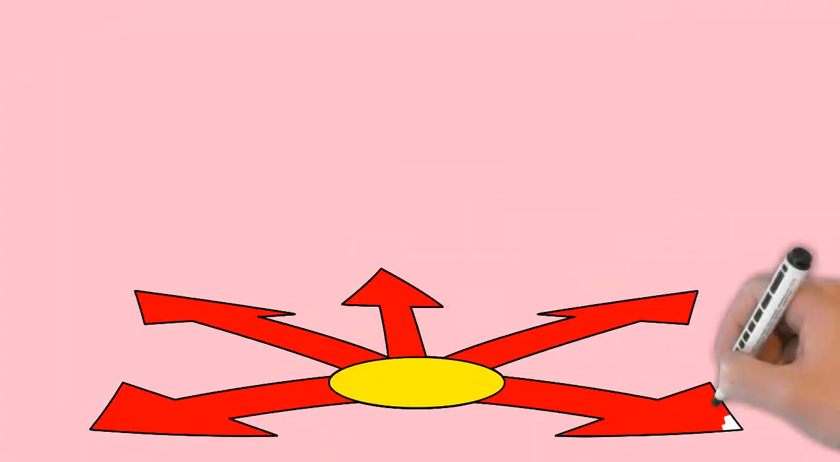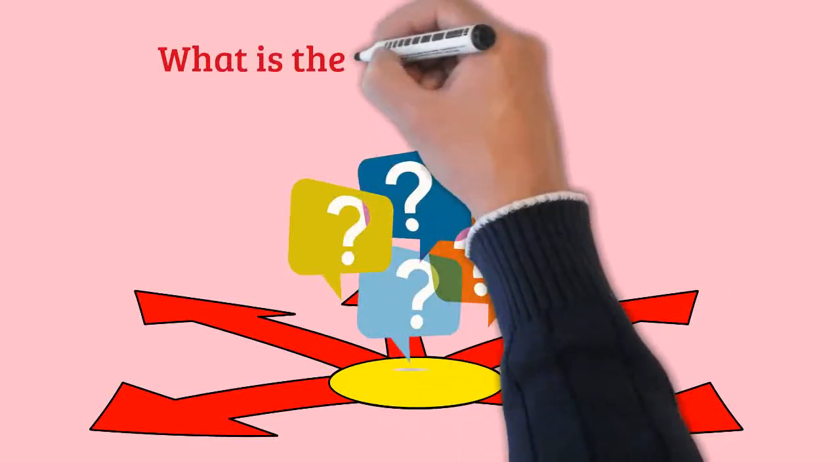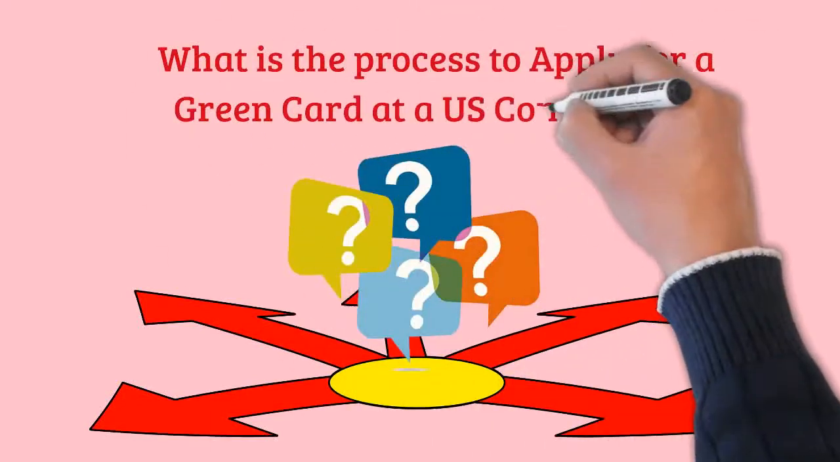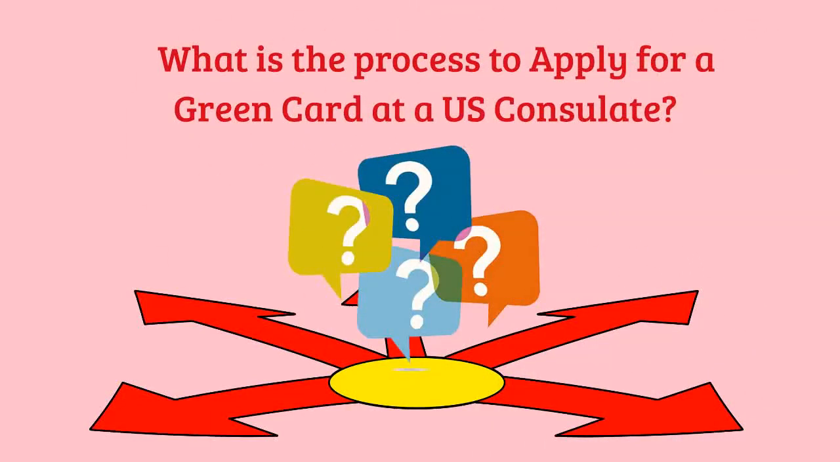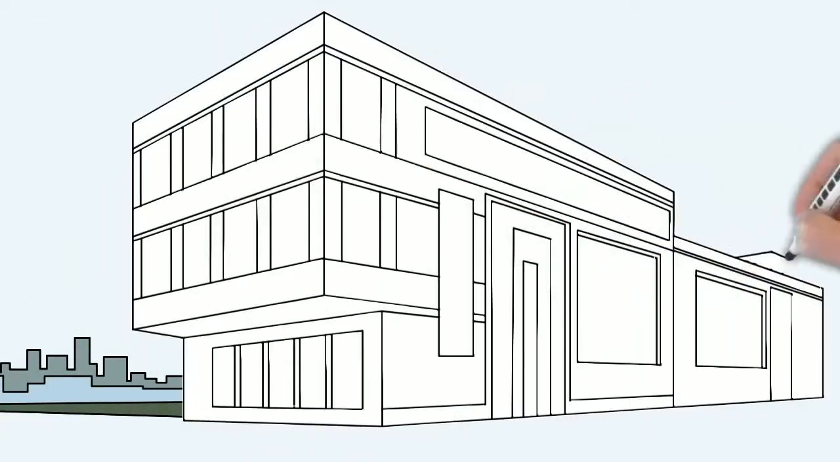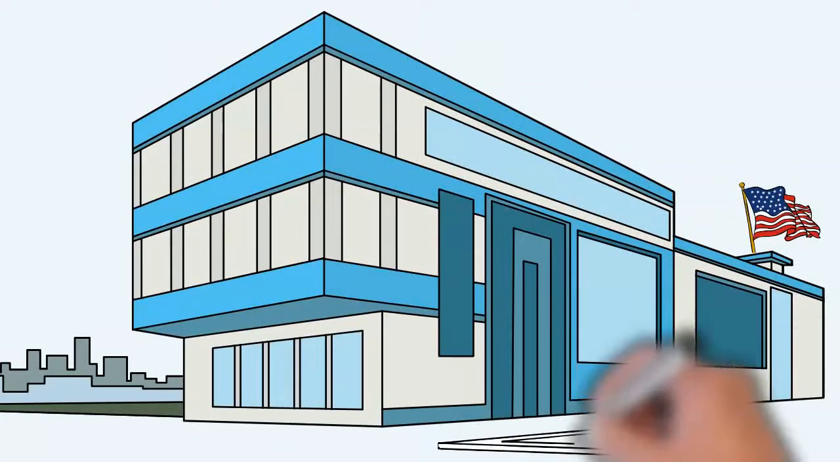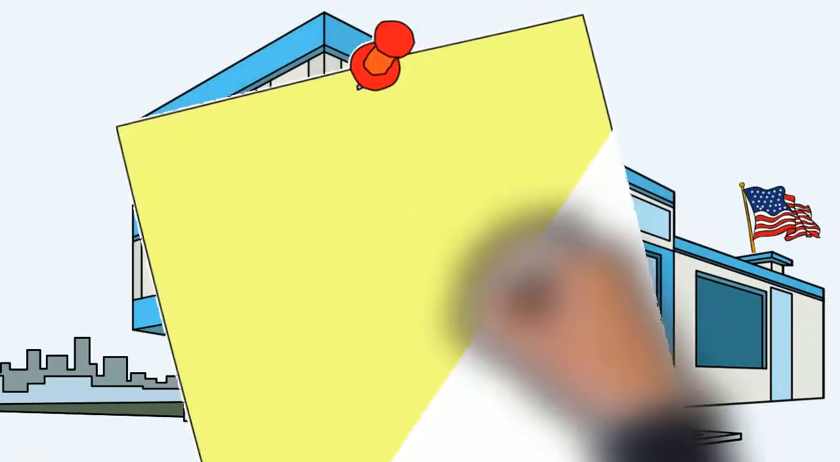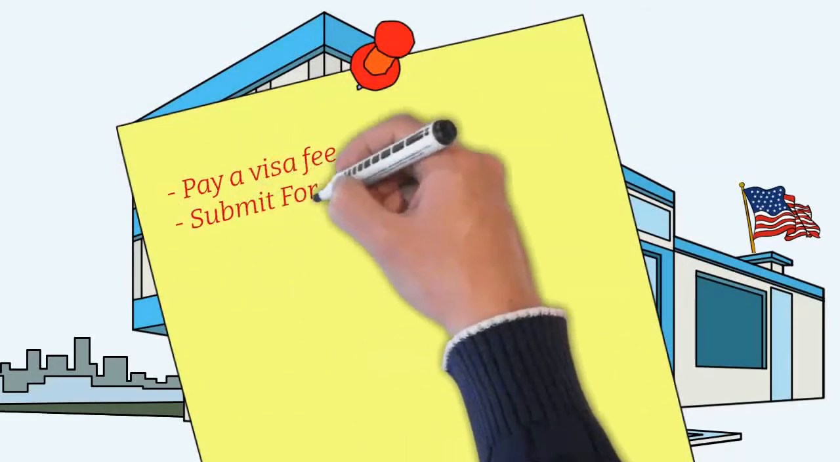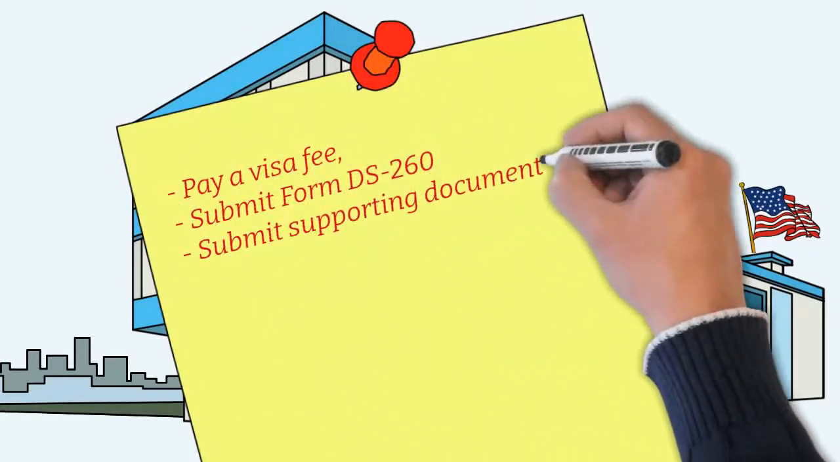What is the process to apply for a green card at a U.S. consulate? When you apply at a U.S. consulate, you go through a process called consular processing to obtain an immigrant visa. Under this process, the applicant will receive a notification from the National Visa Center to submit their supporting documents. After receiving this notification, the applicant will pay a visa fee and will submit Form DS-260 and supporting documents.